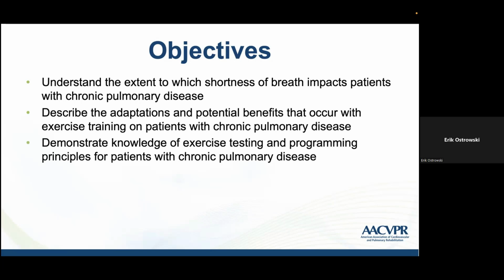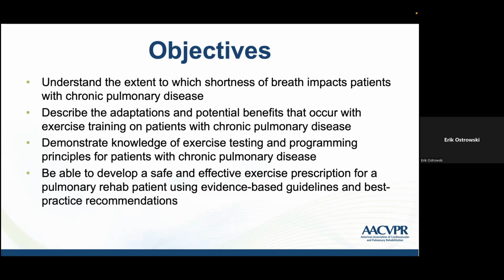We certainly want you to be able to demonstrate your knowledge of exercise testing and programming principles for patients with chronic pulmonary disease, and be able to develop a safe and effective exercise prescription for your pulmonary rehab patients, using not only evidence-based guidelines, but best practice recommendations.